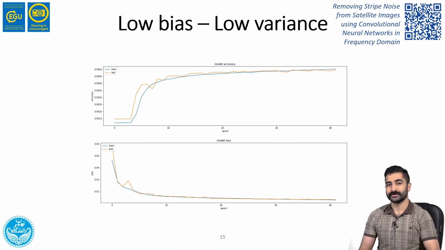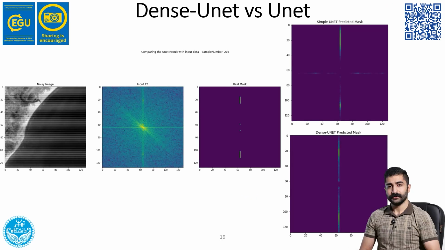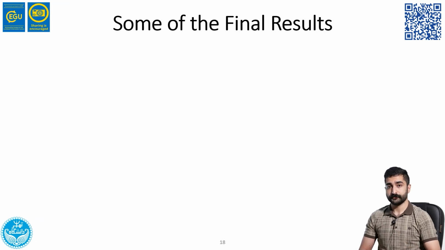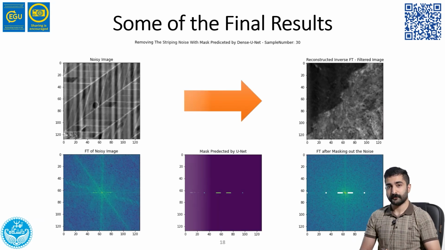The final training results show low bias and low variance, which means we have low overfitting, and it was expected since we use synthetic data with a normal distribution. As you can see in the final results, features that created noise-like anomalies in the Fourier transform, some of them were able to trick the normal U-Net into thinking that they are noise, but our proposed network never made a mistake throughout the whole test images. These are some of the final results.